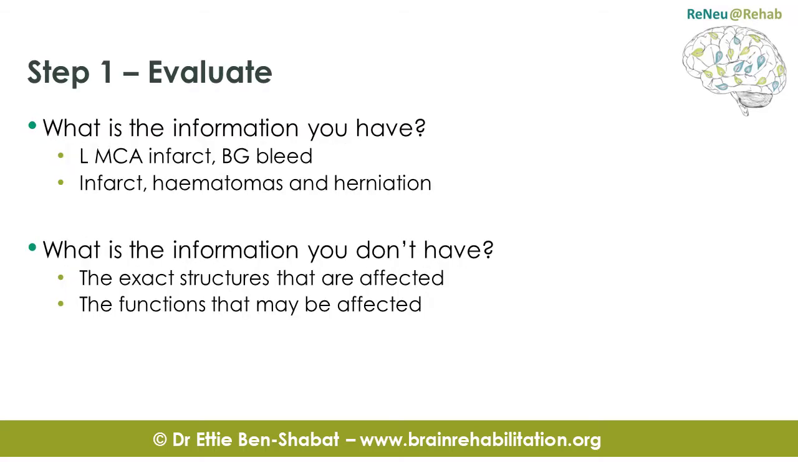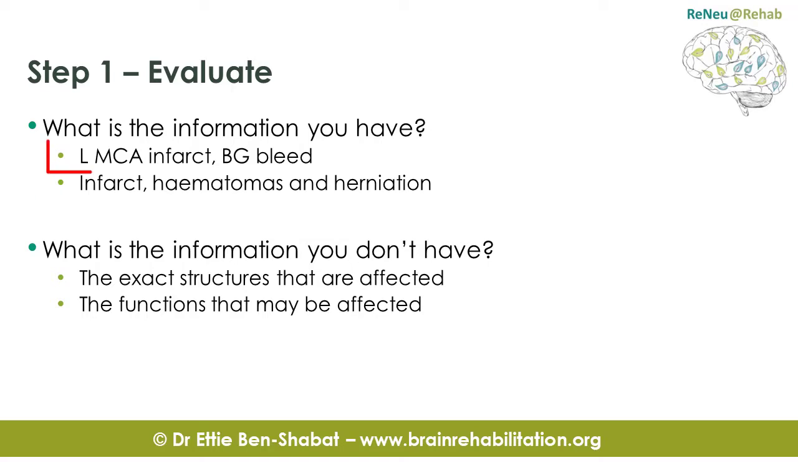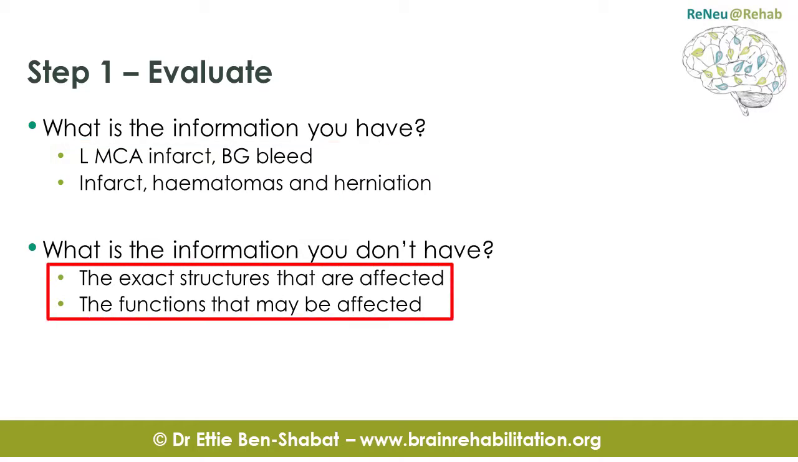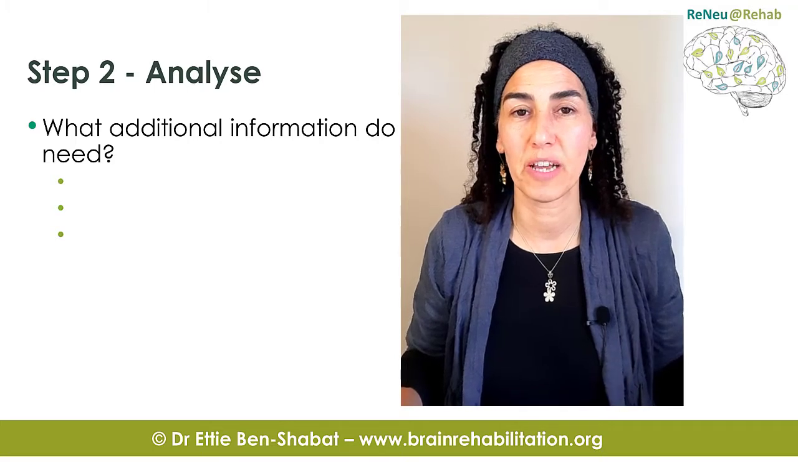So when you go on to step number 1, which is evaluate, we can see that in the radiology report, there's a lot of information about the pathological processes that are going on in terms of infarct, hematomas, and herniation. But there's a little bit of a limited amount of information with regards to the location of the lesion. So we know it's the left MCA, and we know there's a bit of a bleed around the basal ganglia, but we don't know exactly which anatomical structures are affected, and we don't know which sort of functions are affected either. So the second step is to analyze what additional information do you need.